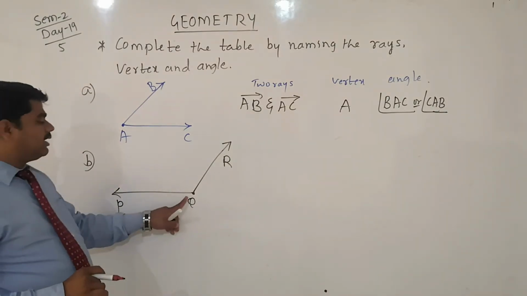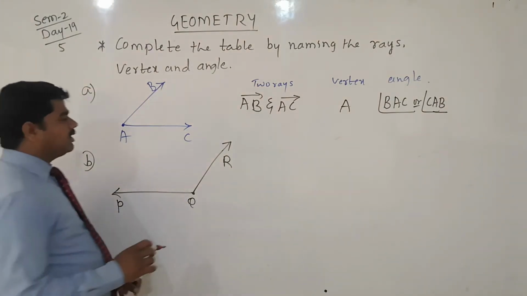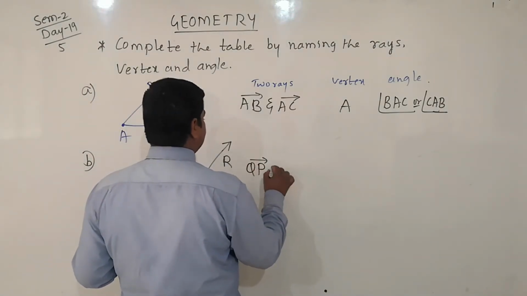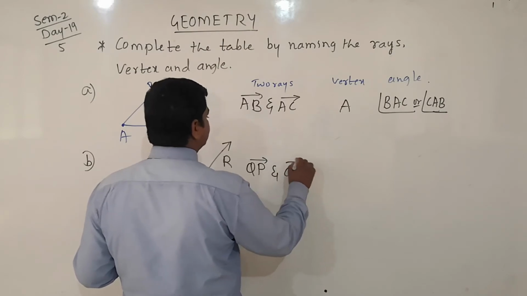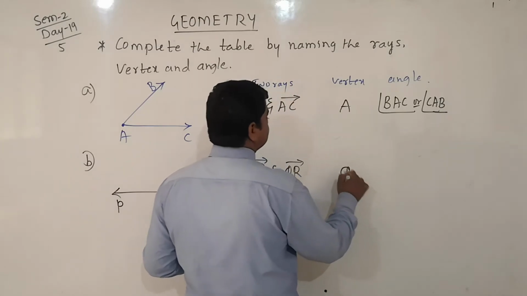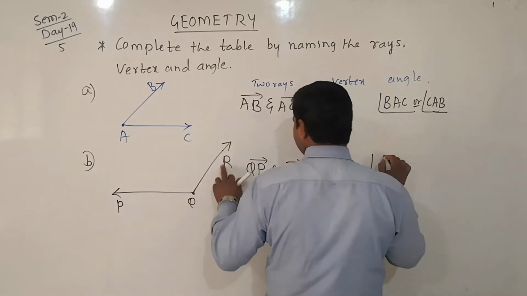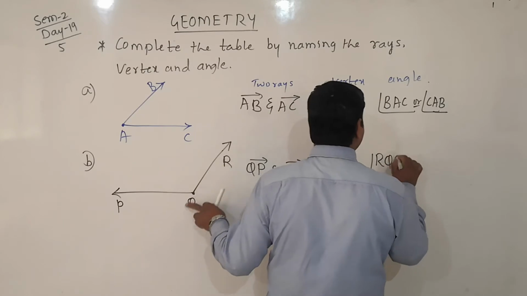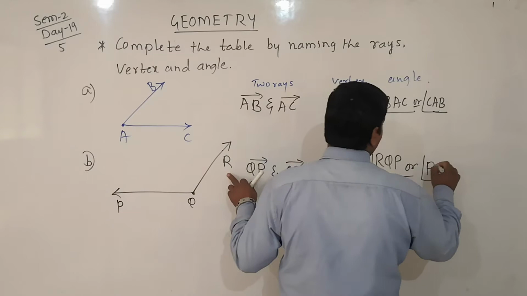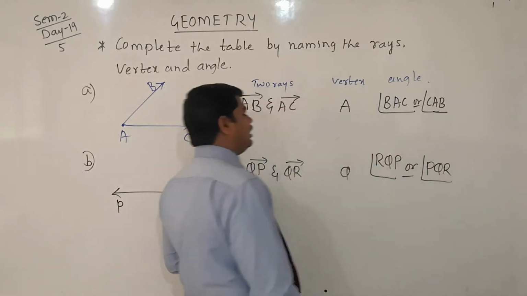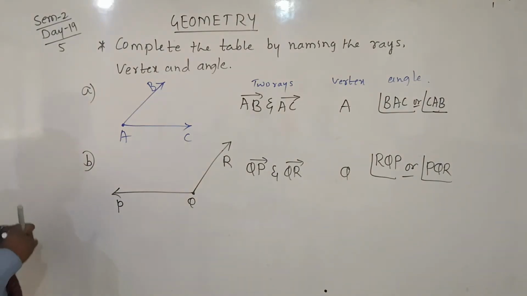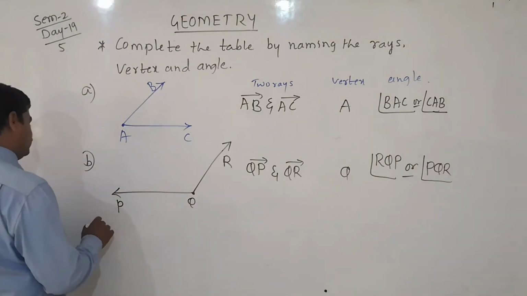Then with the common endpoint, which is the common endpoint? Q is the common. The rays QP and QR are the two rays, and Q is the vertex. The angle is RQP or PQR. Angle PQR or angle RQP.